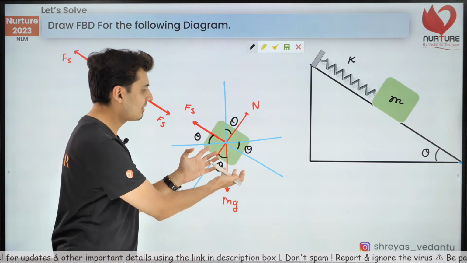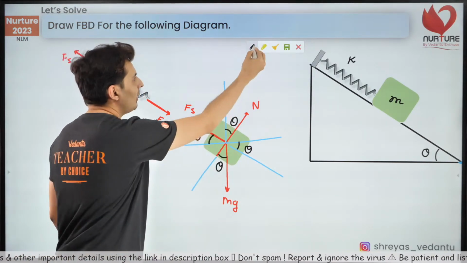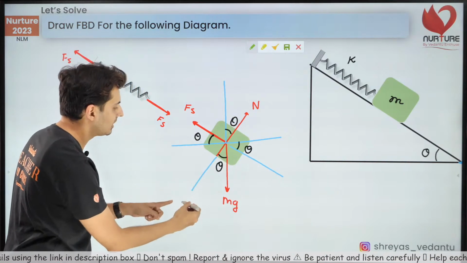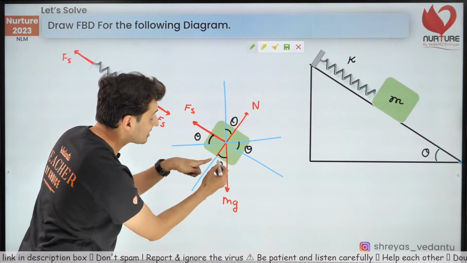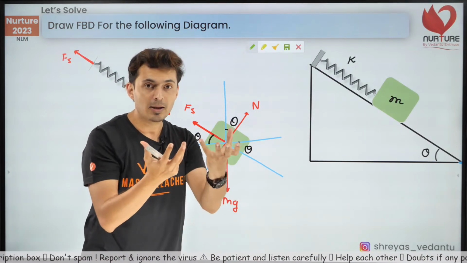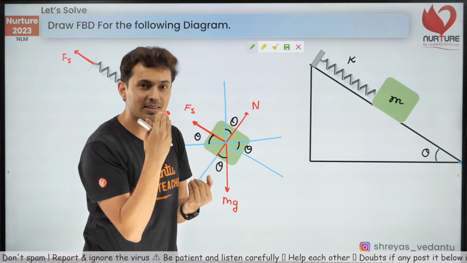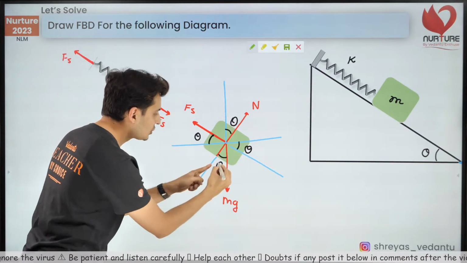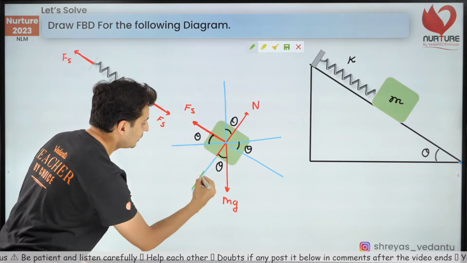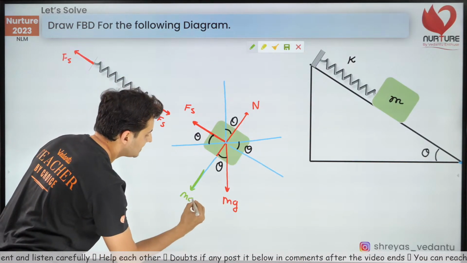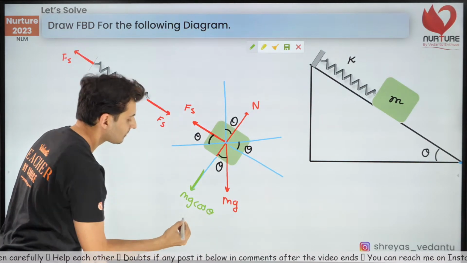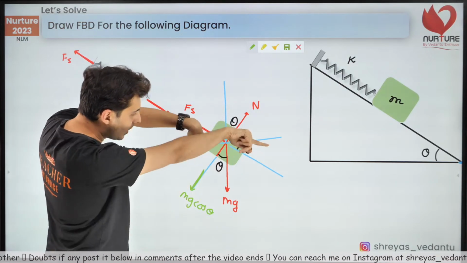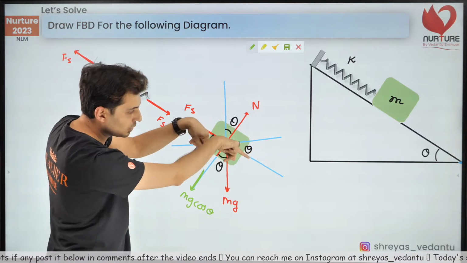Now, since it is at rest, how about splitting mg into two components? See, the one which is closer, close means paas in Hindi. Paas is rhyming with cos. Close, paas, cos. So the component which is closer, I will call it mg cos theta. Cos, closer. The other component, so this is mg, two components, split it into two components.